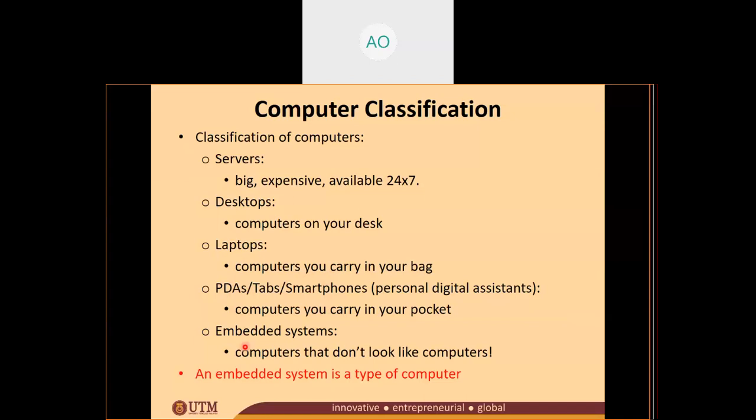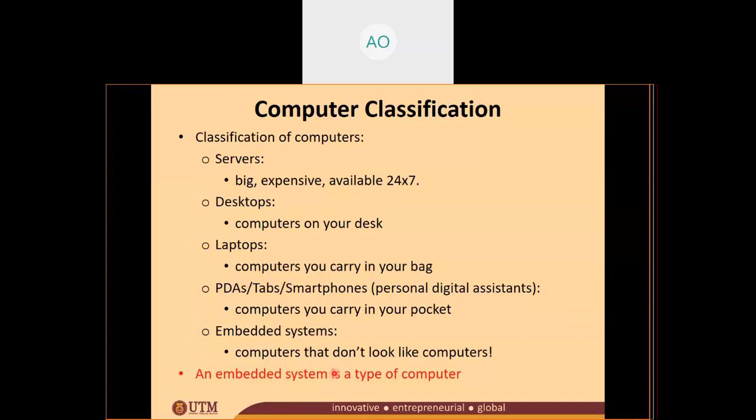And last but not least is the embedded system, which is a computer that doesn't look like a computer. An embedded system is a computer system with a dedicated function within a larger mechanical or electrical system, often with real-time computing constraints. So embedded systems are another set of computers.